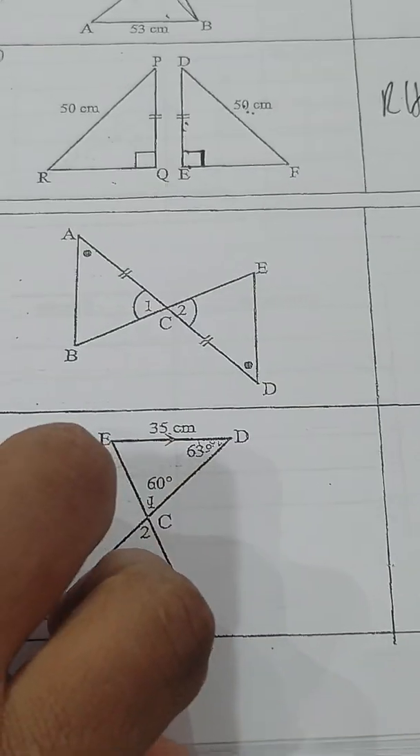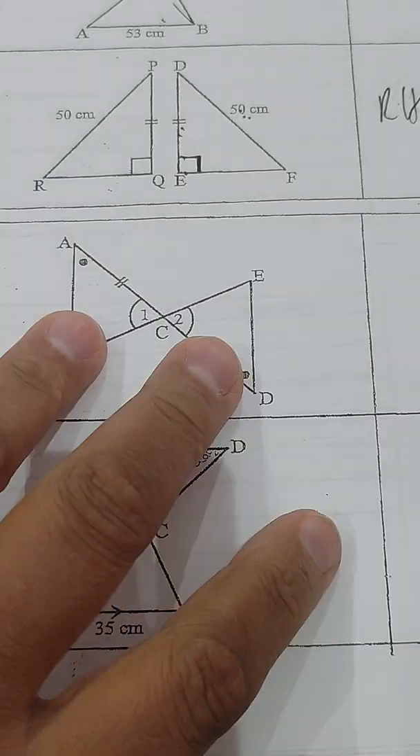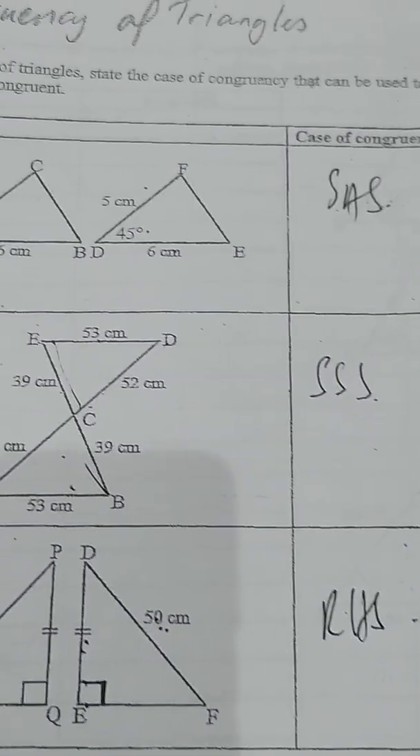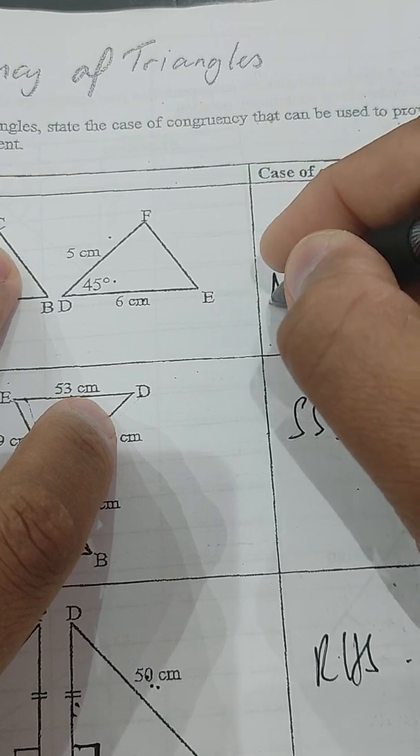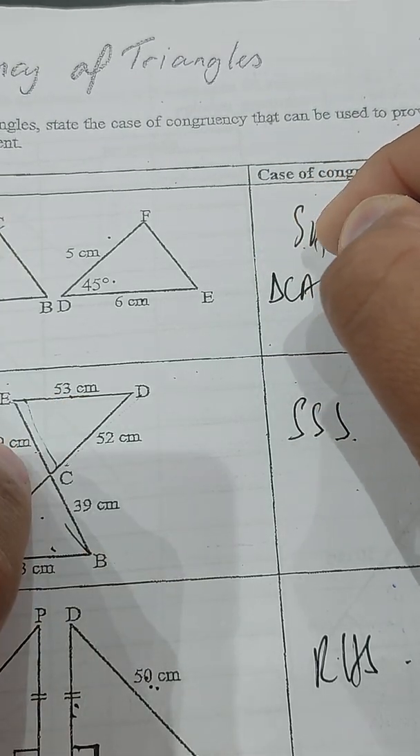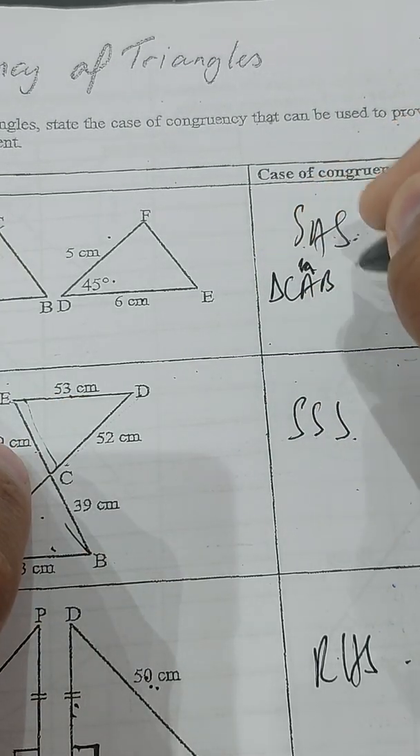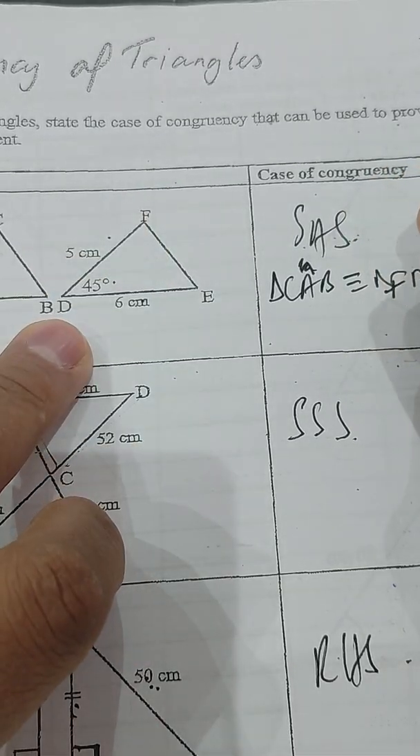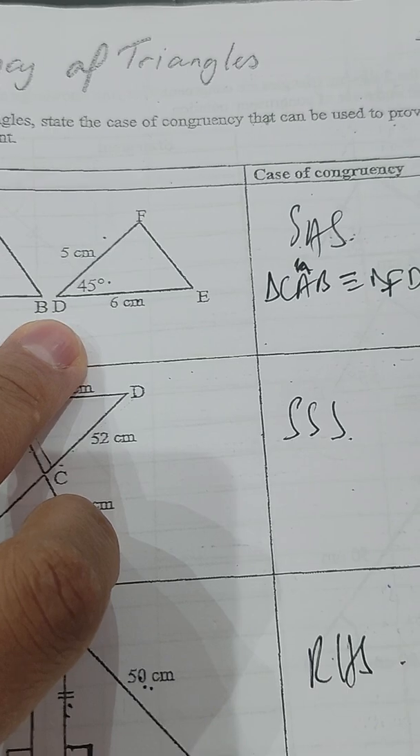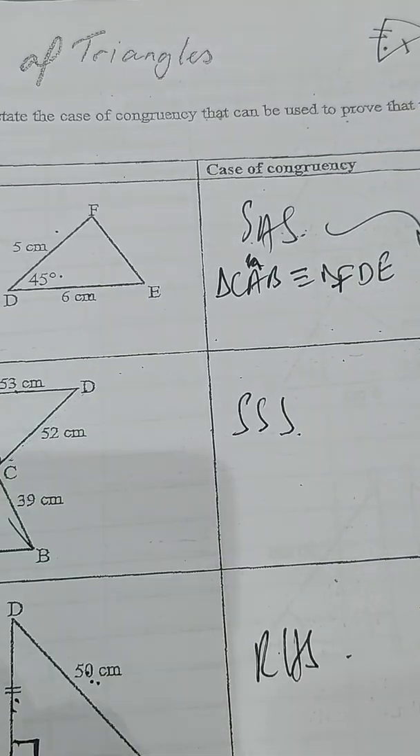The next one. If they'd asked you for the triangle and the order as well, we could have given that. So here you could have said triangle CAB is congruent to triangle FDE. And what's the reason there? That would have been the reason there.